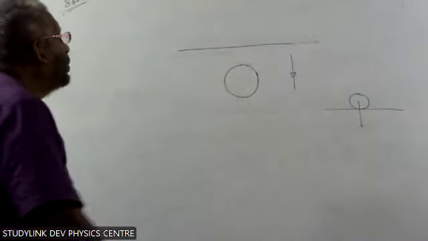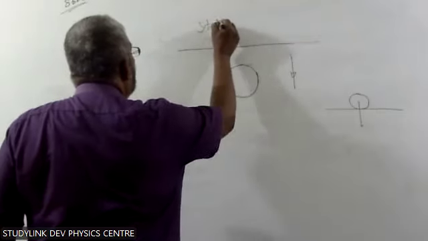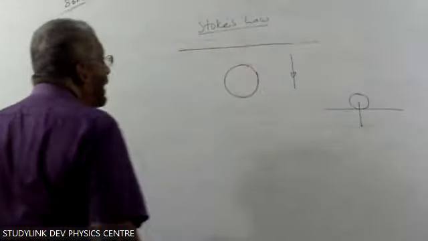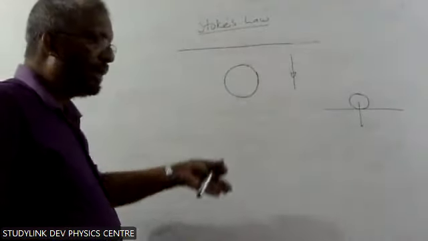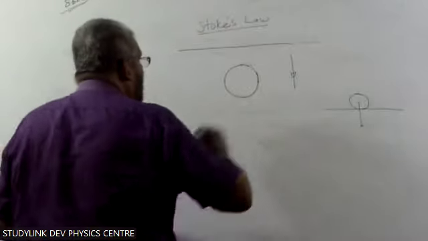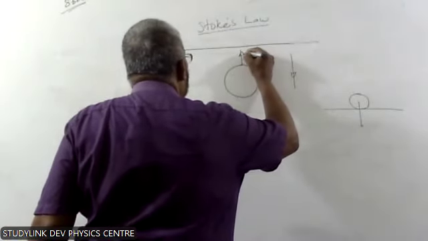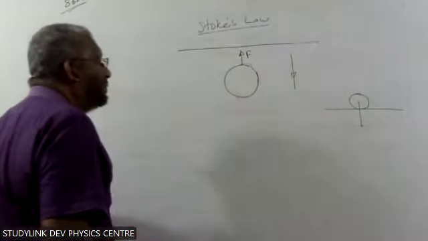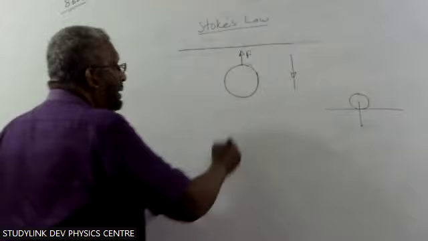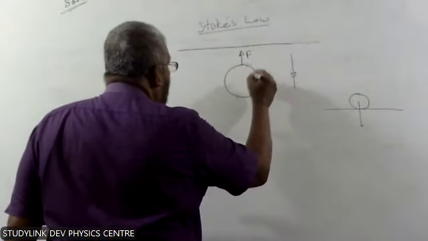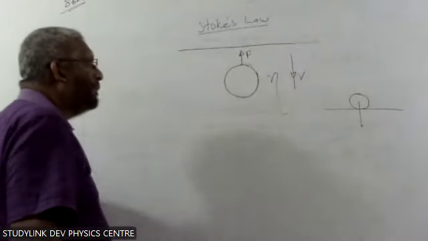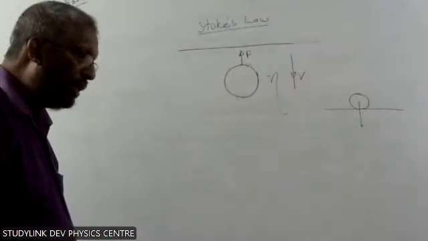First, we'll discuss Stokes law. When it is moving inside, there should be a friction, liquid friction. That friction is called viscous force. That is F against the motion. This is the direction of the motion. Then we will consider its other things. That velocity is V. Eta is the viscosity of the medium. Medium means the liquid it falls in.